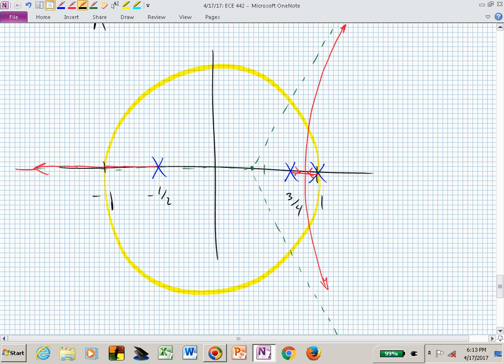What's another quick z value that I could plug in that might inform my thought process relative to determining stability of this system? What's a z value that you just want to plug in?